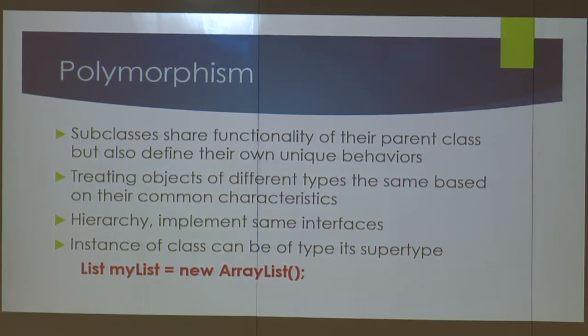And like we had said before, an instance of a class can be the type of its supertype. And so another example would be an ArrayList comes from the more general List. So we could declare something like List myList = new ArrayList(), and that would still be valid.